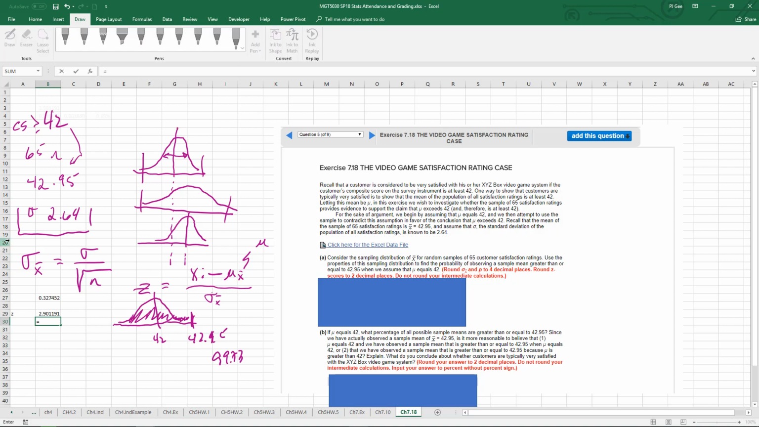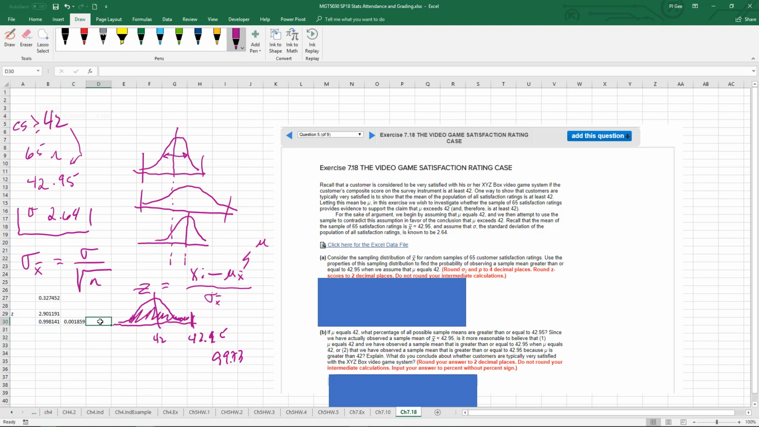I want you to really use Excel for this. NORM.S.DIST of this number. Now it's positive, we're above the mean, okay? And we want cumulative, all right? So I put a 1 in there. But what we're being asked is, what's the probability of getting 42.95 and above? So we want 1 minus that number, the other part of the curve.